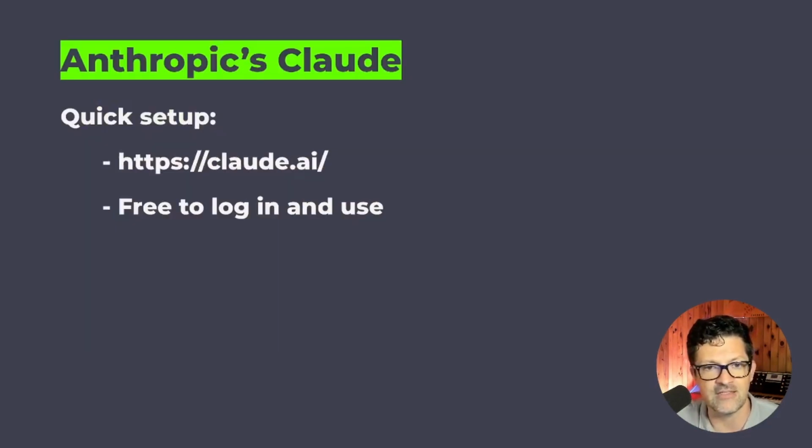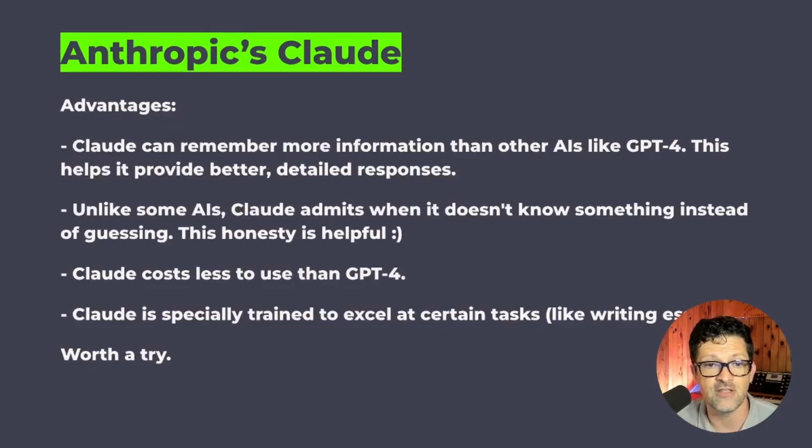So the setup is very easy. Just go to claude.ai. It's free. You can log in and use it. Some of the advantages there is that it can actually remember more information. So if you're working with larger documents, you can actually upload those into Claude and maybe have a little bit more accuracy working with them. It will admit when it doesn't know something instead of just guessing, and that honesty can be helpful. It costs less to use than GPT-4. It's actually free for now. And it was specifically trained to excel in certain tasks. So it's worth a try.